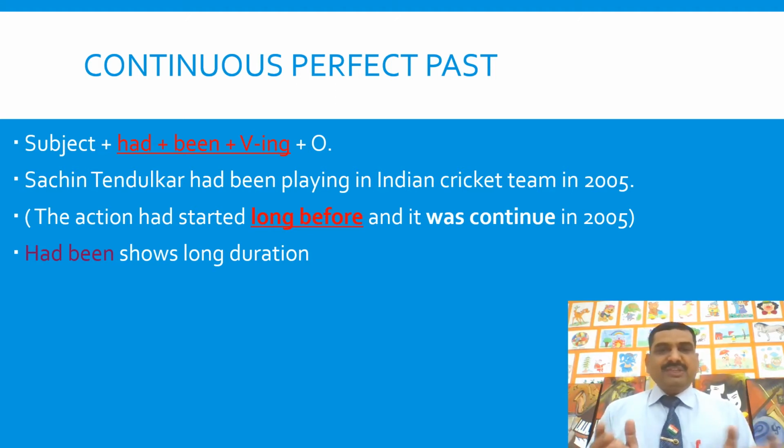Let us see the structure of continuous perfect past. Continuous perfect past takes subject plus had plus been plus VING plus object. For example, Sachin Tendulkar had been playing in Indian cricket team in 2005. It means the action was continued in 2005 and it had started long back before 2005. Now that action is not continued, remember.